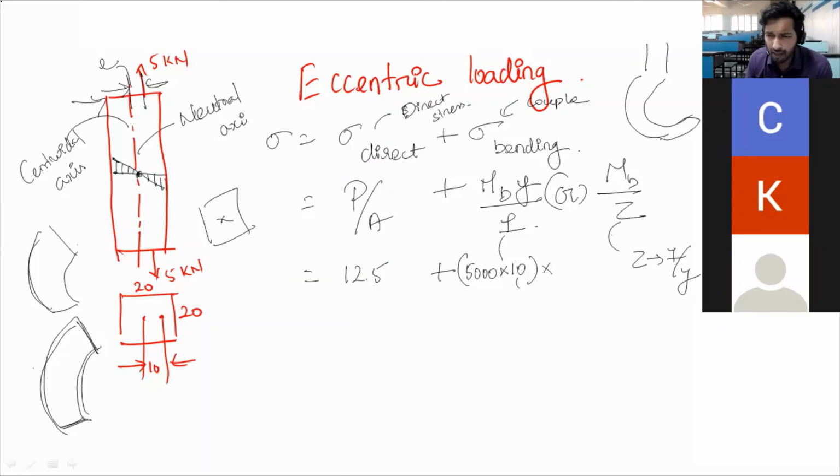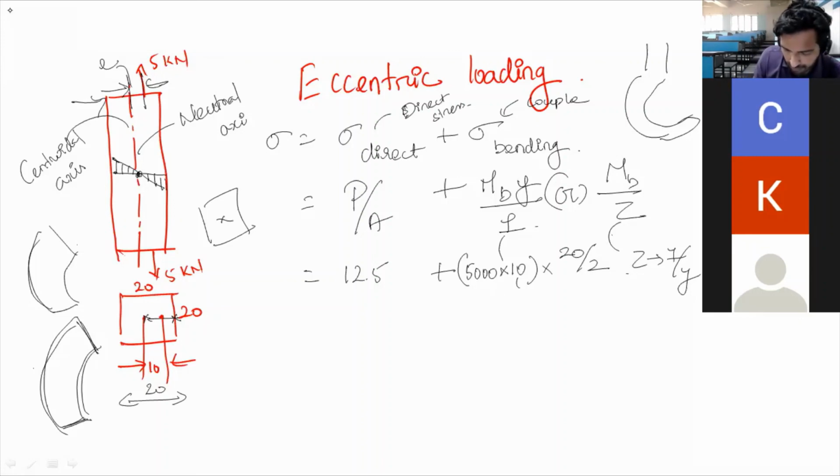y is normally the depth of the cross section divided by 2. In this case the depth is 20, so it is 20 divided by 2. It is d by 2, or you can say the distance between the outer fiber and the neutral axis. Taking the distance from this point to this point, it is nothing but 20 divided by 2, which is 10.